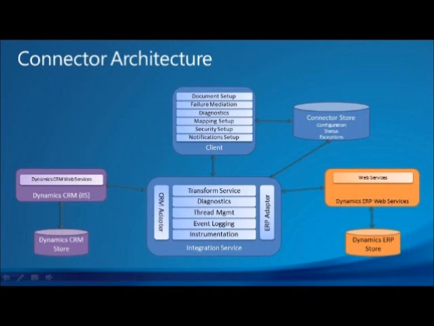The client, again, is the front end of the connector, and it provides an interface to set up documents, notifications, security, and mapping. Finally, we see the connector store. This is a small SQL database as well, and it stores the configuration, status, and exceptions that may occur when you're using the connector. That's obviously installed during the install of the connector itself.